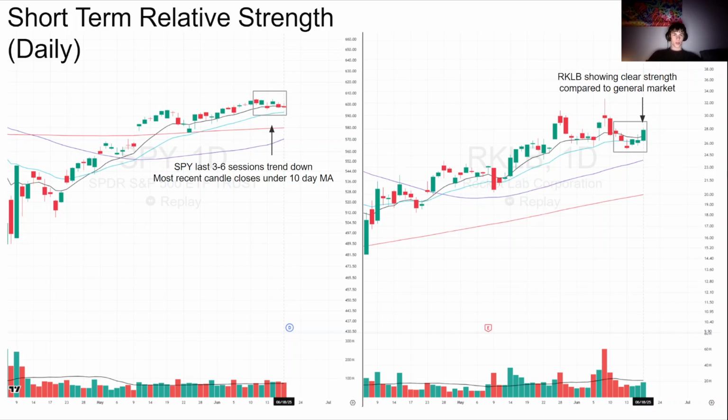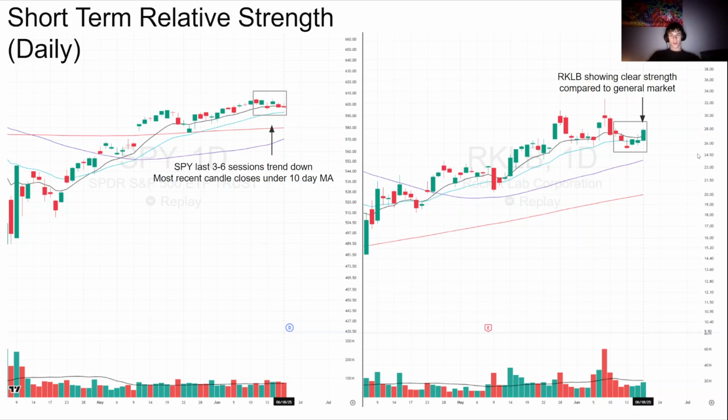our Rocket Lab is showing clear general strength compared to the market just due to how these last 3 candles have been. So for these last 3 candles, SPY has had a really weak close here, a bad red candle, and a contraction red candle up in here to close under its 10-day moving average, while Rocket Lab has had a really strong move up here, a fairly strong close up in here given that the general market was down that day, and then a really strong push to the upside given that SPY basically did nothing that day.